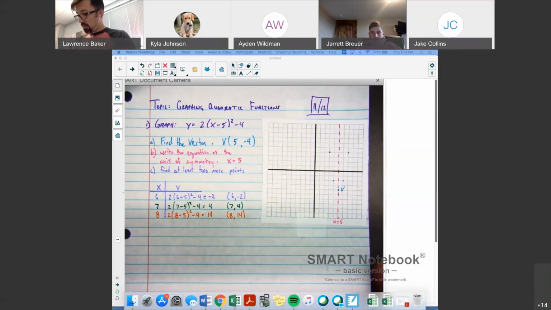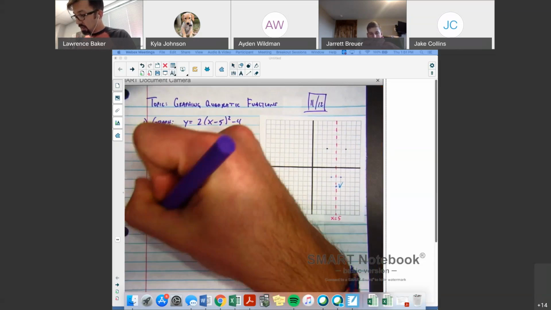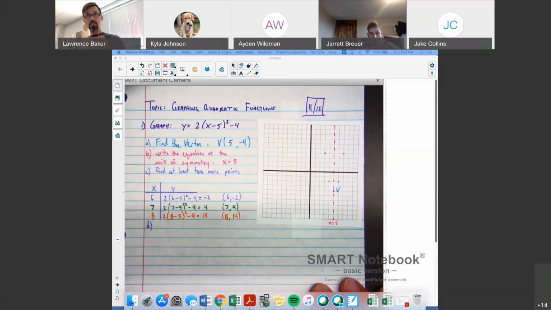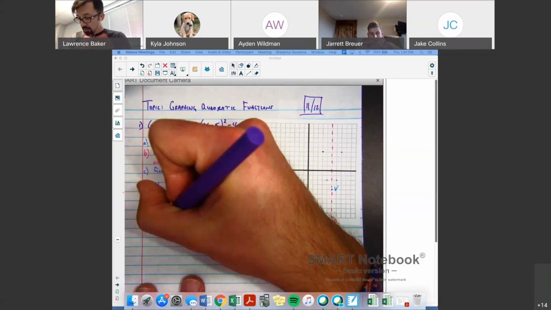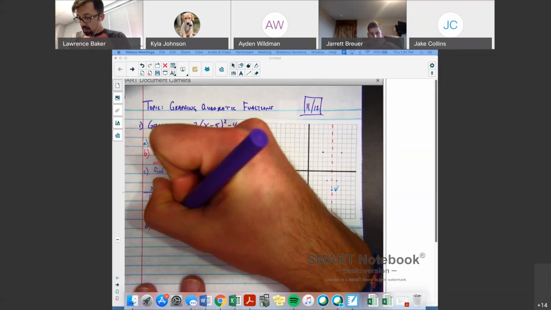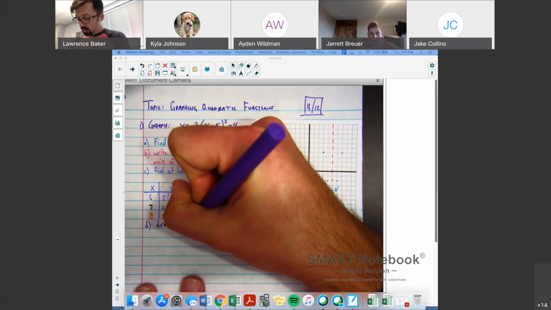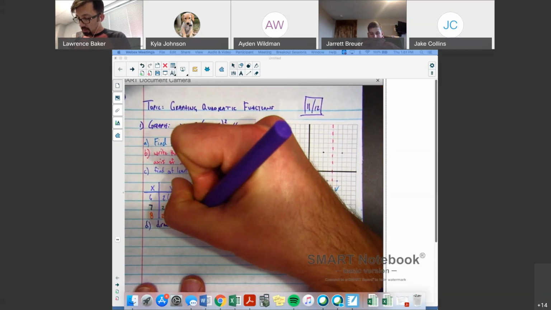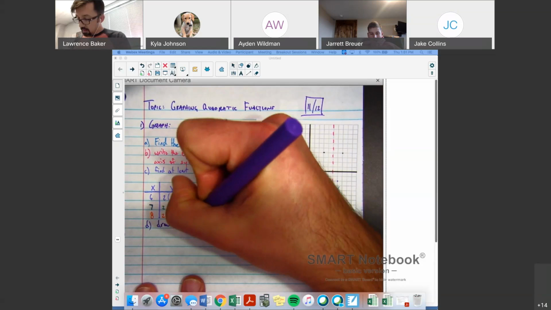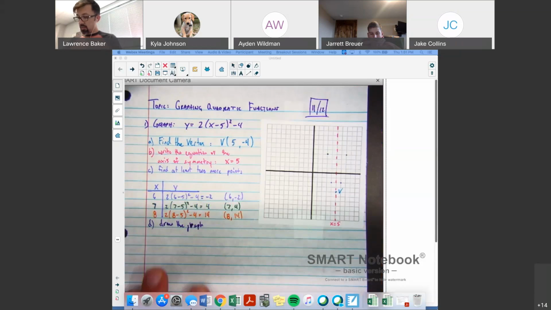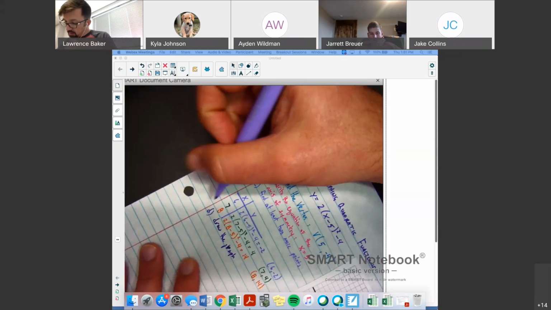All right, so D. We're going to draw the curve. Draw the graph. Any questions about A, B, or C yet? I meant to write down why I picked the numbers I picked. Let me do that.